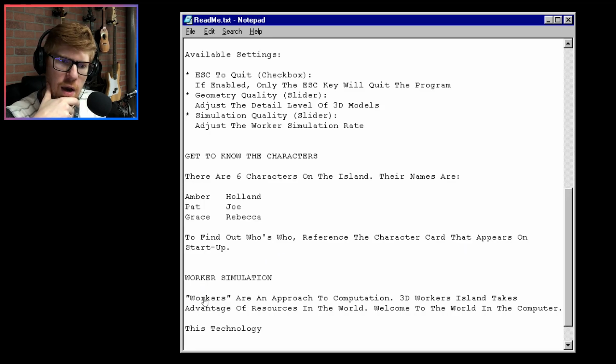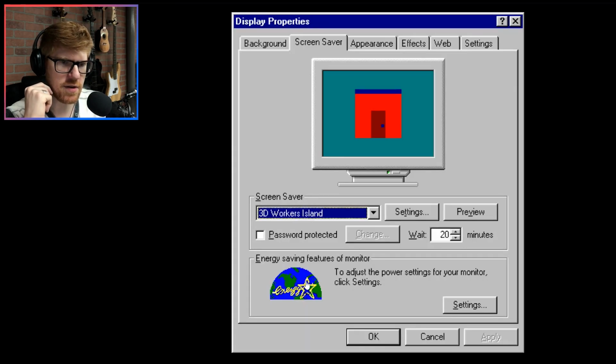Okay. Workers are an approach to computation. 3D Worker Island takes advantage of resources in the world. What does that mean? Welcome to the world in the computer. What? This technology. Oh, okay. Never mind. So here's our settings. We're churning on Worker 3D Island. It's going to wait 20 minutes before it shows up. Number 13 is blank. Curious.